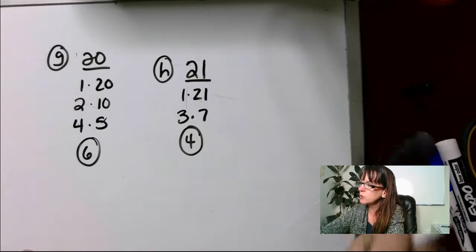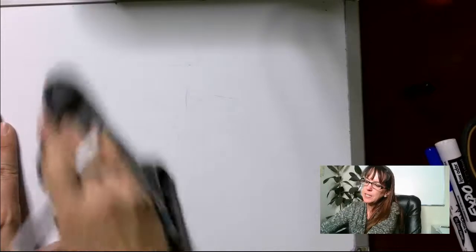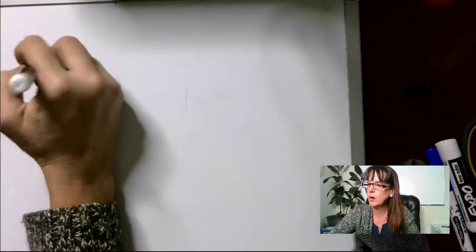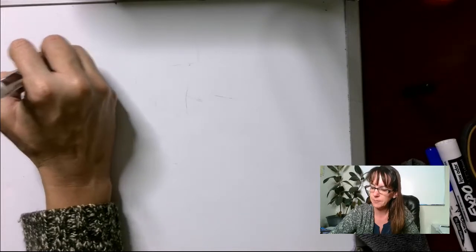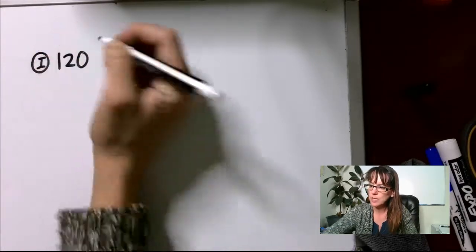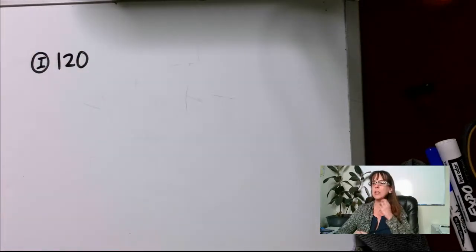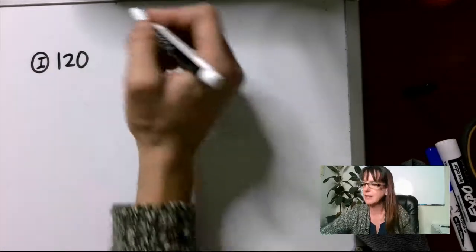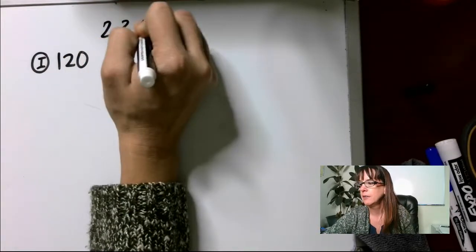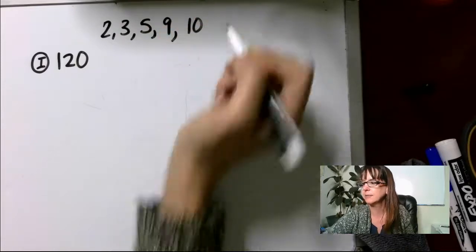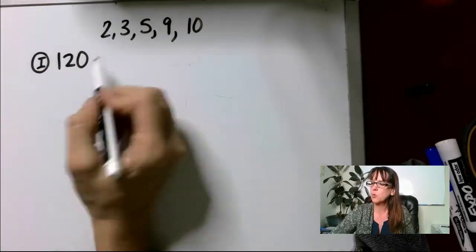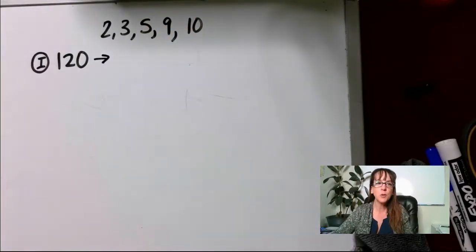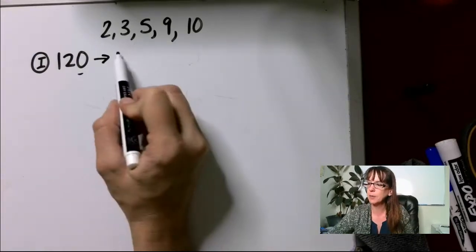All right, we're going to do the rules of divisibility to figure out what this is. I, 120. All right, so we're going to use the rules of divisibility for 2, 3, 5, 9, and 10. For 120, does 2 go into it? Yes, because this is an even number.